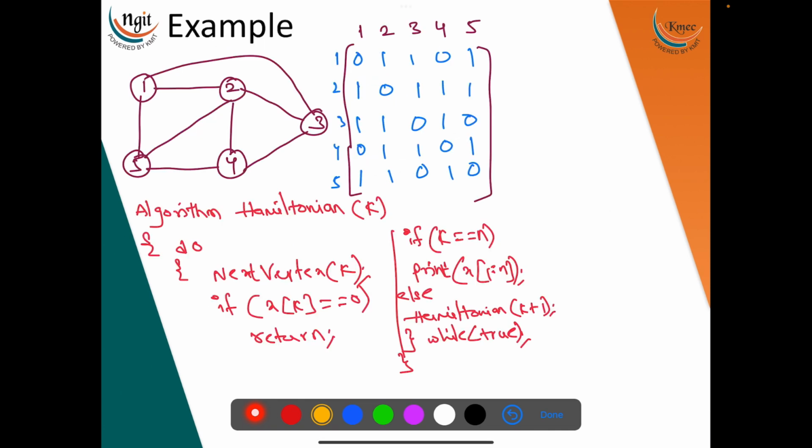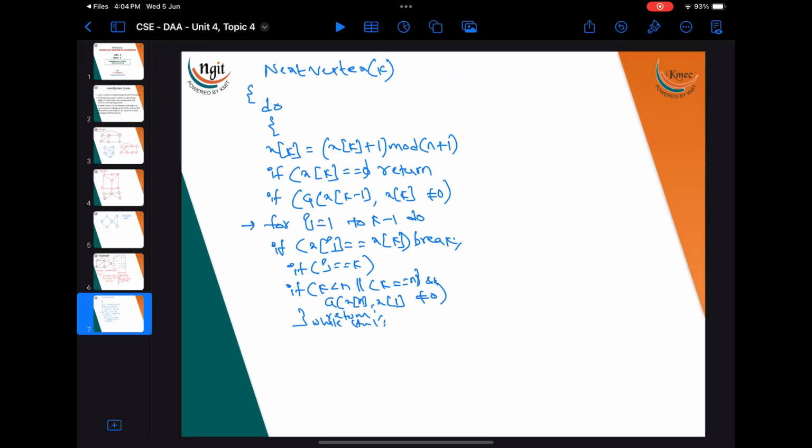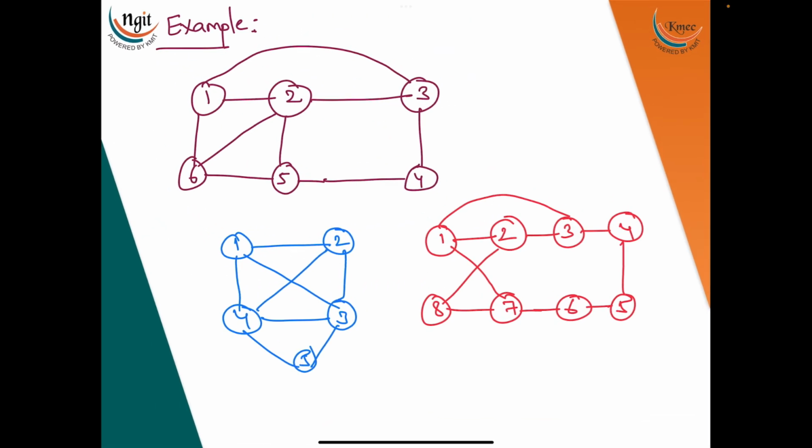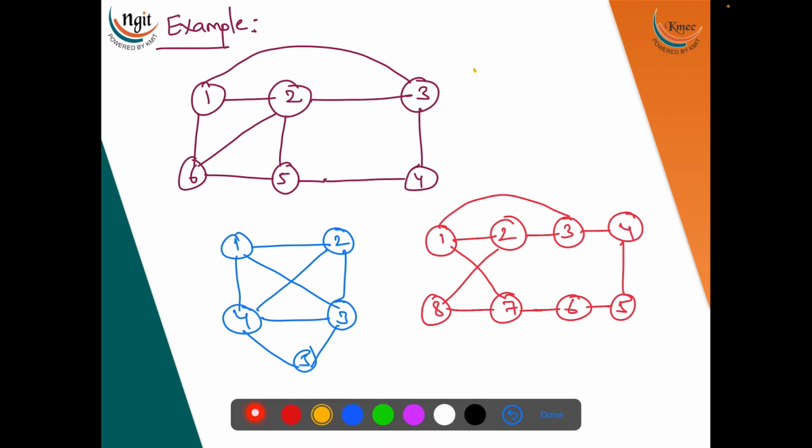And now let's see this one. We'll take an example, and there is one more important thing I have to talk about. In the previous question paper, this is the question: what is a biconnected graph, and give an example of a biconnected graph which generates a Hamiltonian cycle. Now let's see what a biconnected graph is.